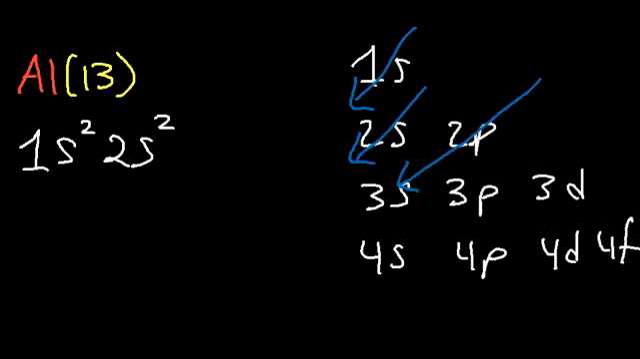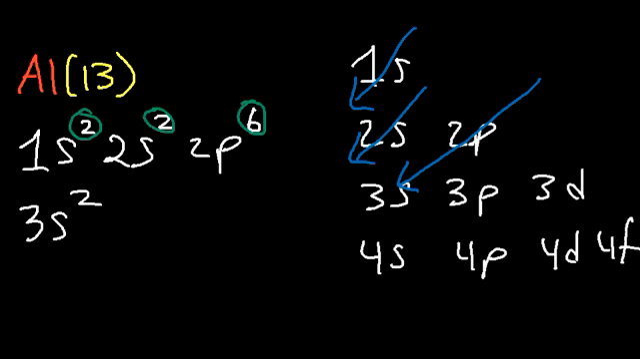In a 2p orbital, we can hold up to 6 electrons, and in the 3s orbital, it can hold up to 2. Right now, we have a total of 2 plus 2 plus 6, that's 10, plus 2 is 12. We need one more to get to 13. So on the 3p level, even though it can hold up to 6 electrons, we're just going to have 1 electron in the 3p sublevel. So that is the electron configuration for aluminum.